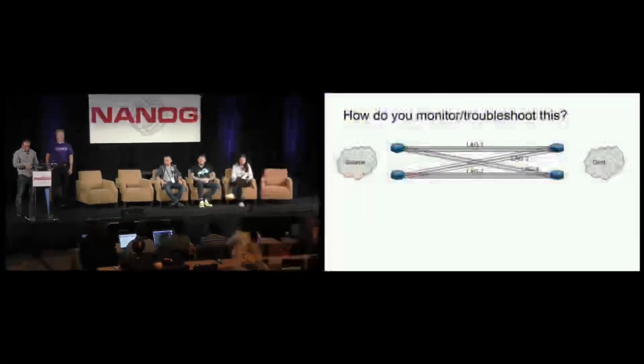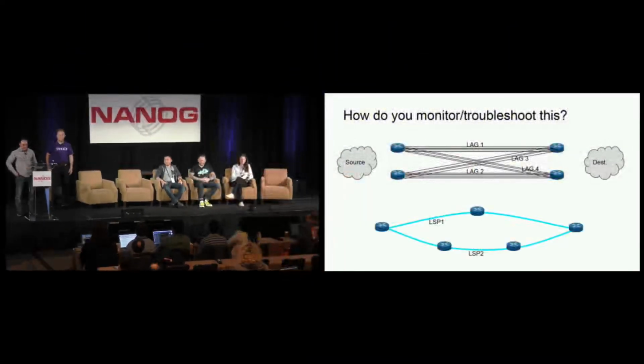Hey everyone. So how many people have something like this in their network? A bunch of LAGs, fully meshed between your routers, and somebody says, I have a performance issue from source to destination. What the hell do you do? And that's actually the simple case. But make that go all the way across the country, where you have multiple hops of this. How do you detect, monitor, troubleshoot?